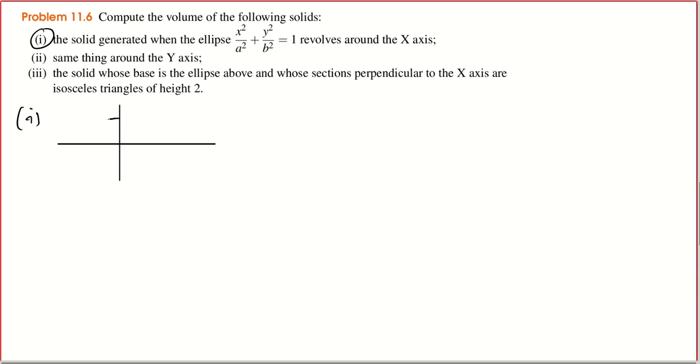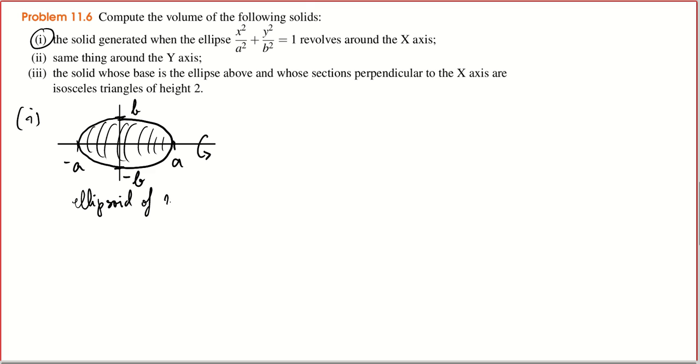So let's say that the horizontal axis, this A, is larger than B. Doesn't matter, right? It's just for drawing purposes. It could be the other way around. Doesn't matter, right? So we have to rotate this, and when we rotate this, of course, we have a solid which is called an ellipsoid. Ellipsoid of revolution.